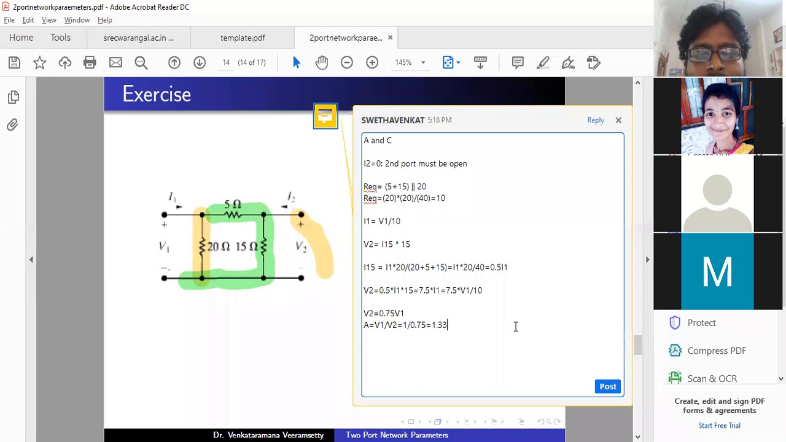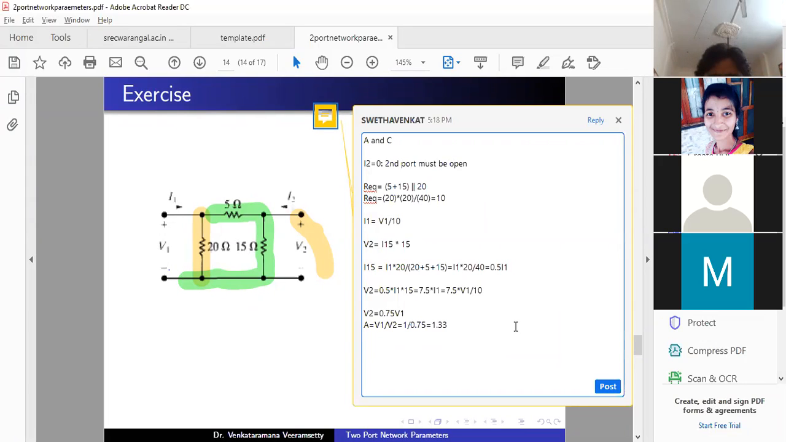Now what are the units for the A parameter? Yesterday we discussed that for Z parameters we use ohms, and for Y parameters we use mhos. For A, there are no units. It is just the voltage gain, V1 by V2, and both numerator and denominator have the same units, so there are no units. So we calculated the A value.